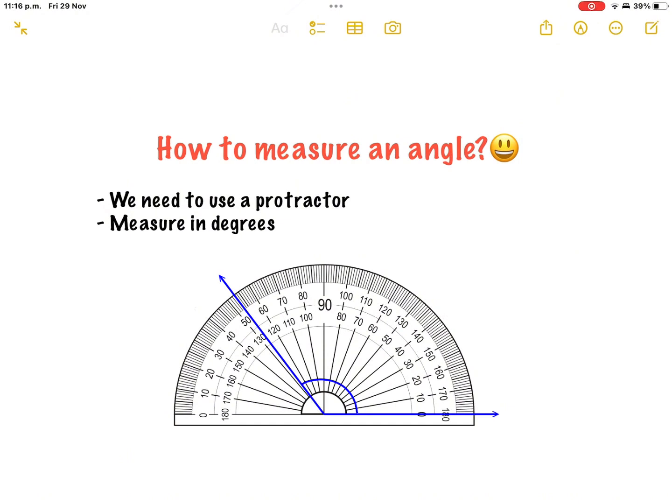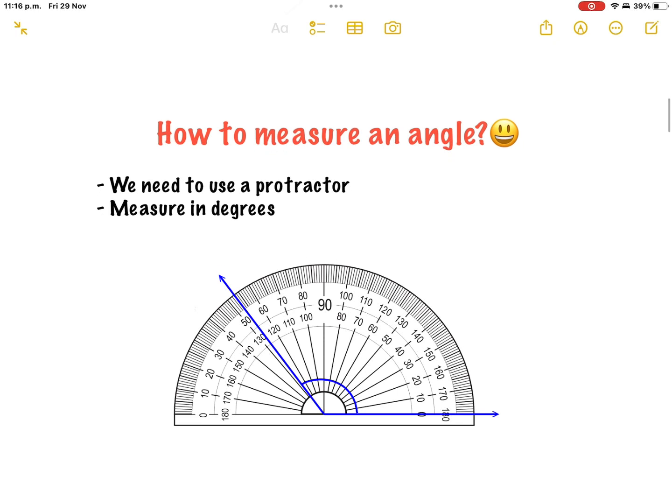To use it to measure the angle, we need to place it. Most of the time it has a dot where you can place the vertex of the angle, and then you can see where the line of the angle intersects the protractor. That is the way the angle can be measured. The number that it indicates is the measure of the angle in degrees. So, as shown in the video, we can see that we have a protractor there.